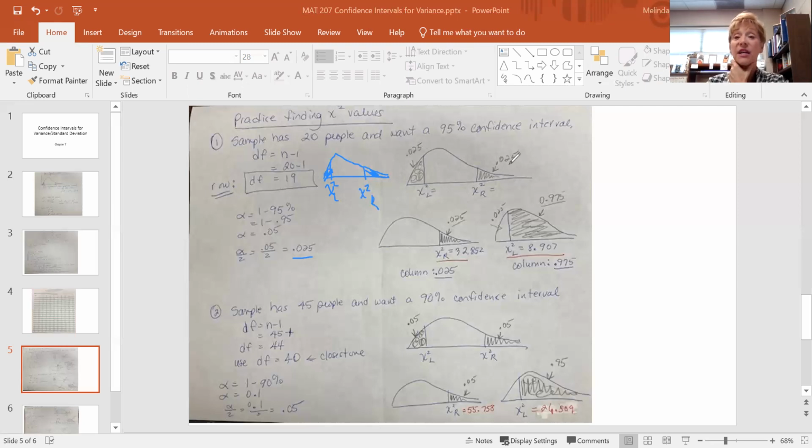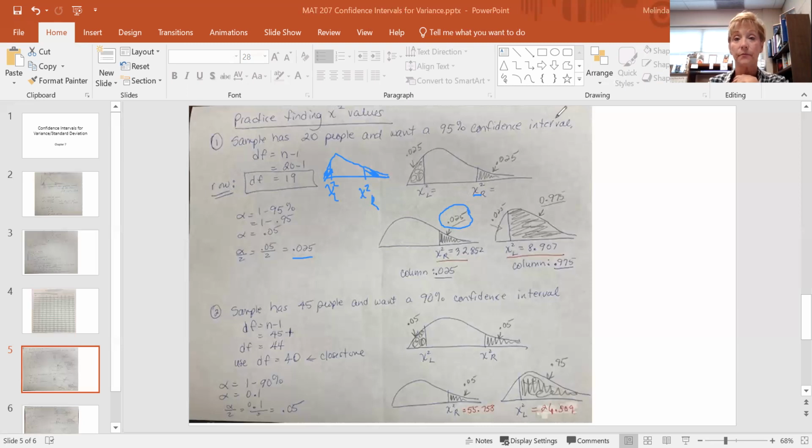Okay, now it's going to be better if you draw 2 pictures in order to do this. And I don't care which one you do first. I did the one on the right first because that tends to be the quickest. So I redrew this picture just looking for this right one. This tells me which column to use, because notice the column is the area to the right. So I'm going to go back to that table, and I'm going to be on row 19, and I'm going to look under column 0.025.